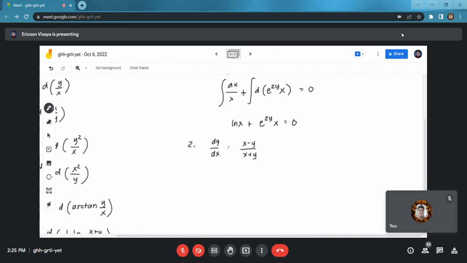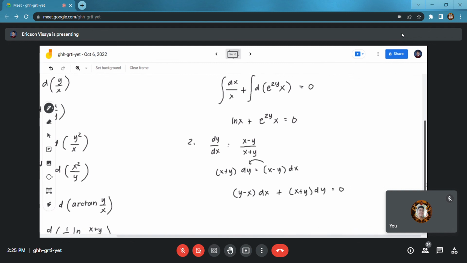Ayusin muna natin, magiging x plus y dy is equal to the quantity x minus y dx. Then, punta muna natin ito sa kabila. Lagay natin sa kabila. Magiging y minus x dx plus ang ating x plus y dy is equal to 0.